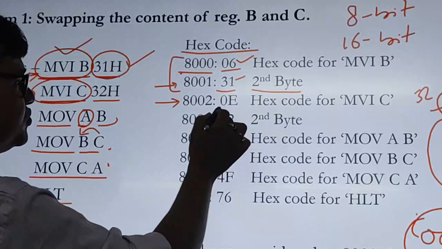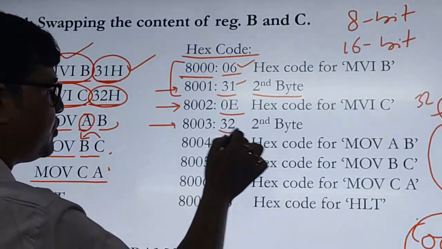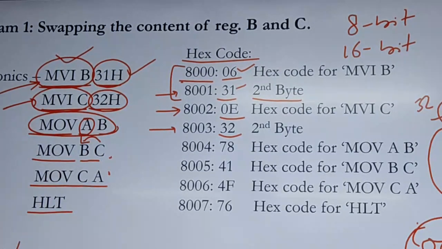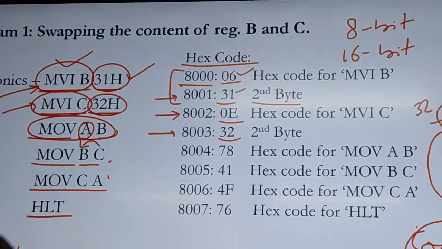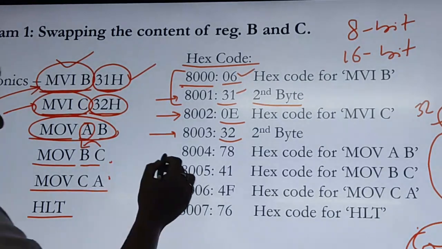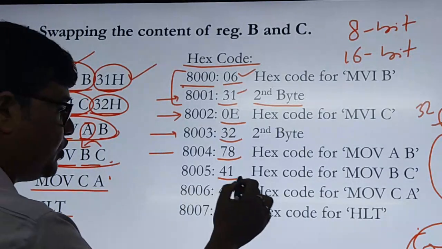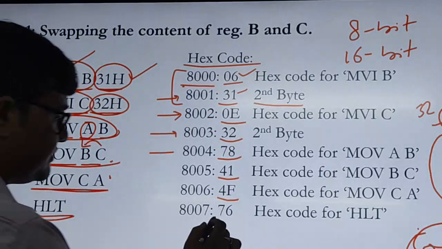So in 8002, 0E has been loaded, and 32 is loaded in the next memory location. But for MOV A,B, in these instructions there is no data and no address. That means for MOV A,B completely, one hexadecimal code has been assigned, which is 78. So in 8004, 78 has been stored. Similarly for MOV B,C, 41 has been stored, for MOV C,A, 4F is stored, and for the last instruction, 76 has been stored.